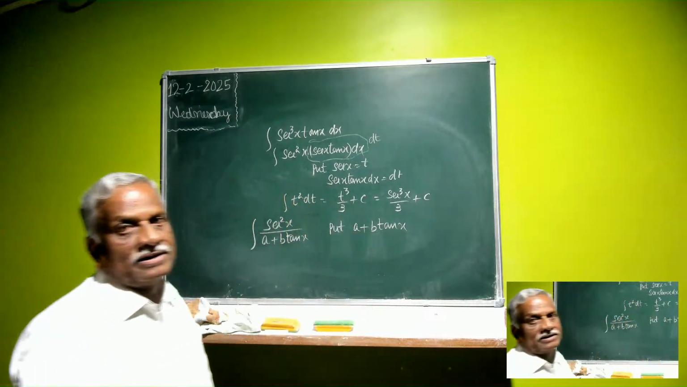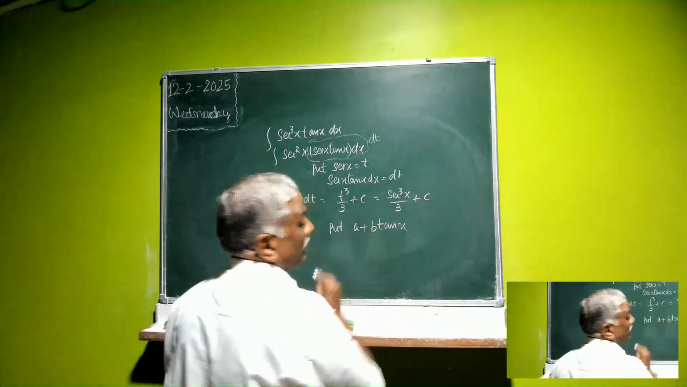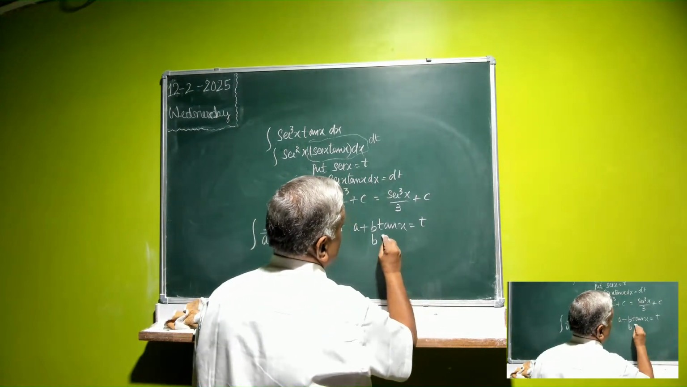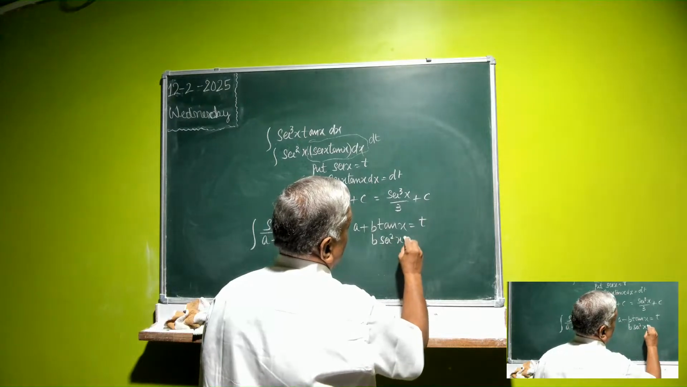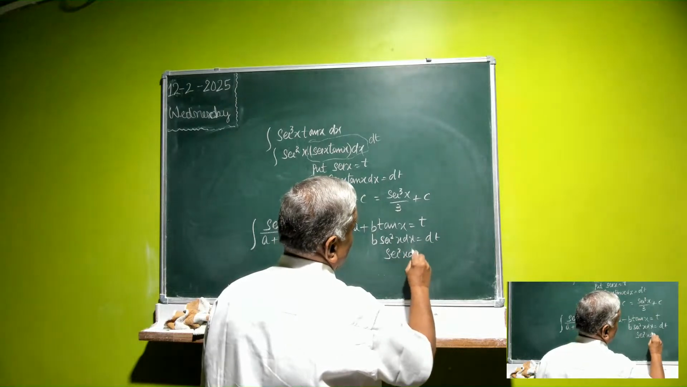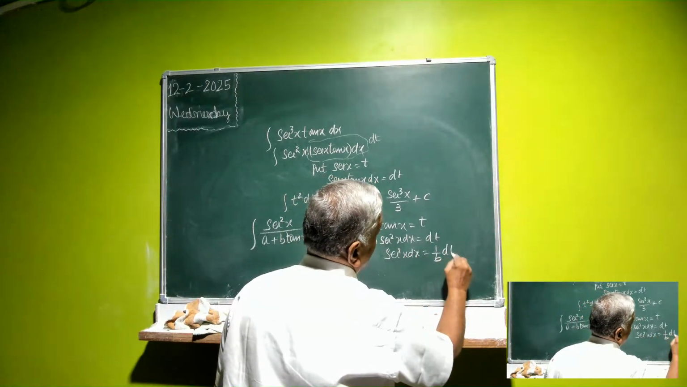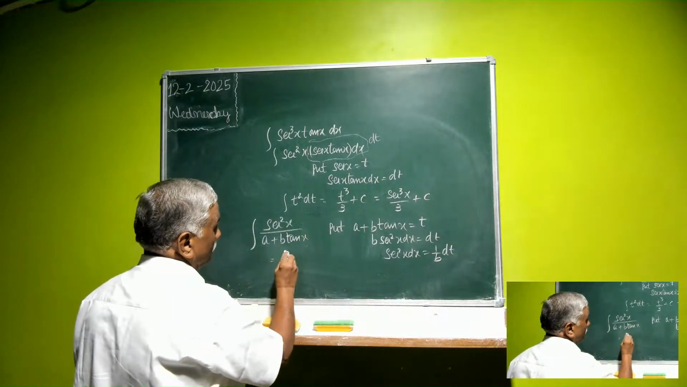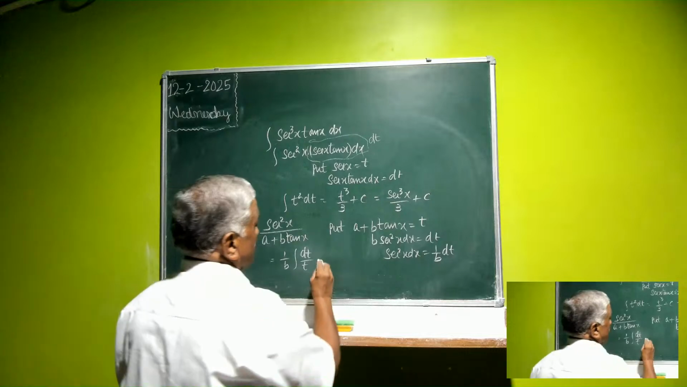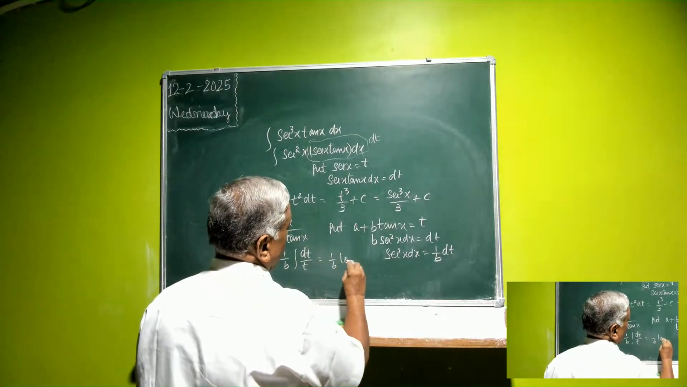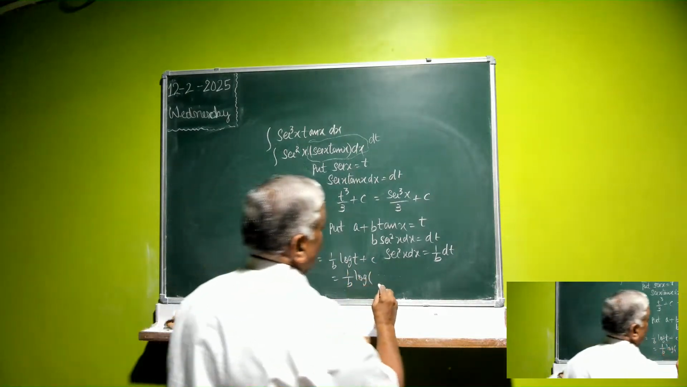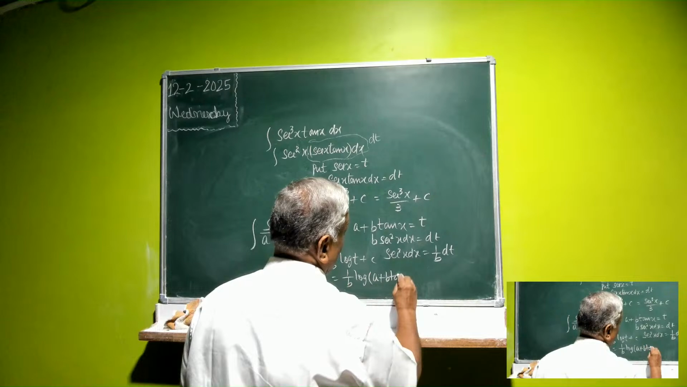So a is a constant, the derivative of a is 0; b is a constant, keep it as it is; the derivative of tan x is secant square x. So b secant square x dx equals dt. So what is secant square x dx? It is 1 by b dt. So the problem is going to be 1 by b outside, dt by t. That is a standard integral, log t plus c. 1 by b into what is t? a plus b tan x.